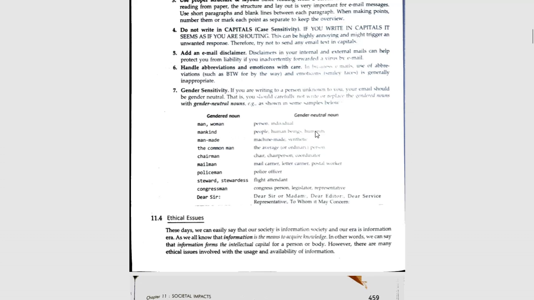Okay, so you should use gender neutral nouns like the person or the individual, so that can be taken for both genders. Similarly, mankind is inclined towards man. So you have to use words like people, human beings, humanity. Okay, like these types of things. So whenever you write these things, they will not cause gender sensitivity to a person. You should always use these gender neutral nouns. So all these things come under email etiquette.